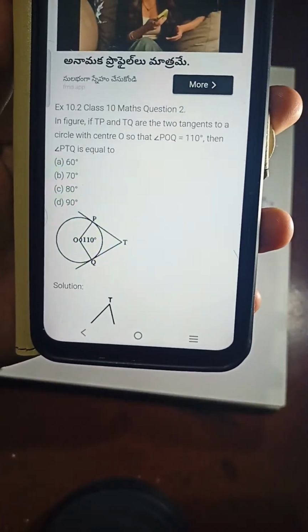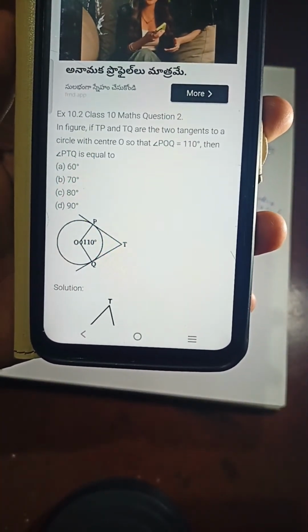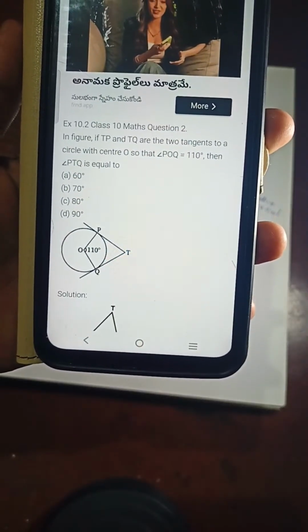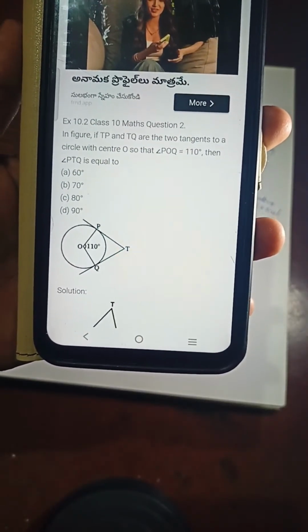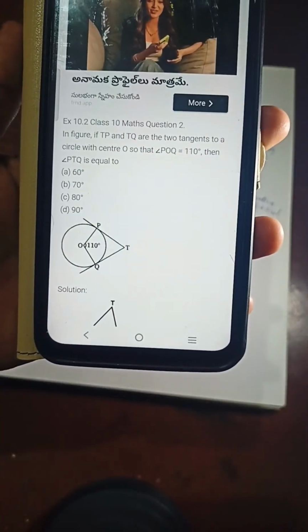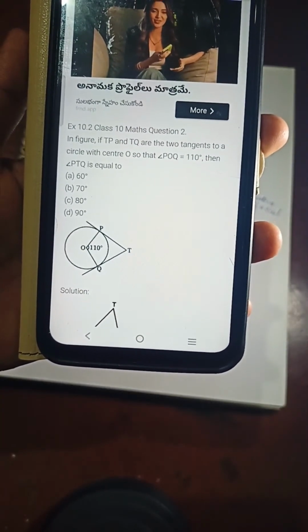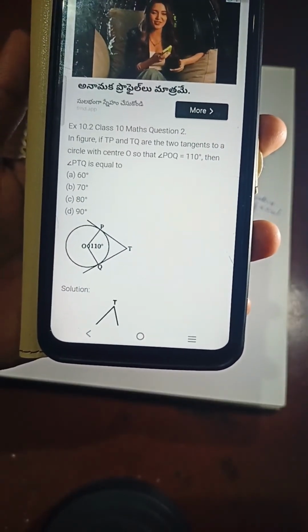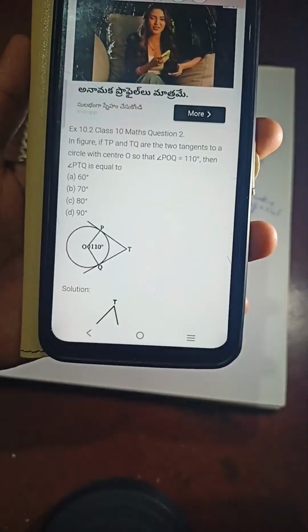Now we have one more second question, which is very important, really very important. See the second question, what is given. See carefully. In the figure it is given that TP and TQ are the two tangents, equal, with the center of the circle O, so that angle POQ is equal to 90 degrees. Now angle PTQ we have to find out, how much.